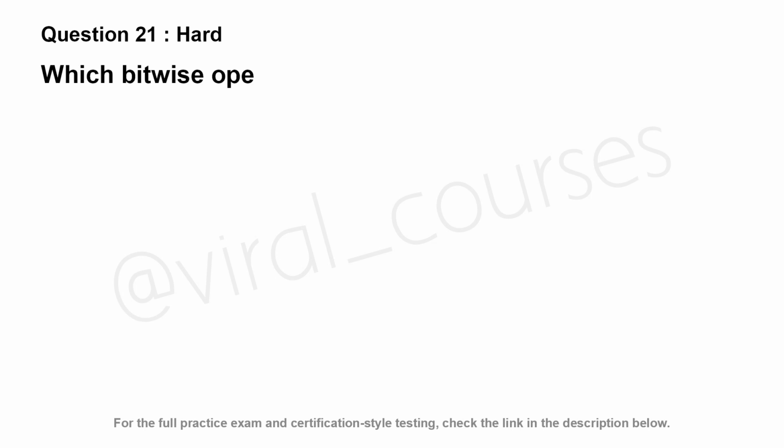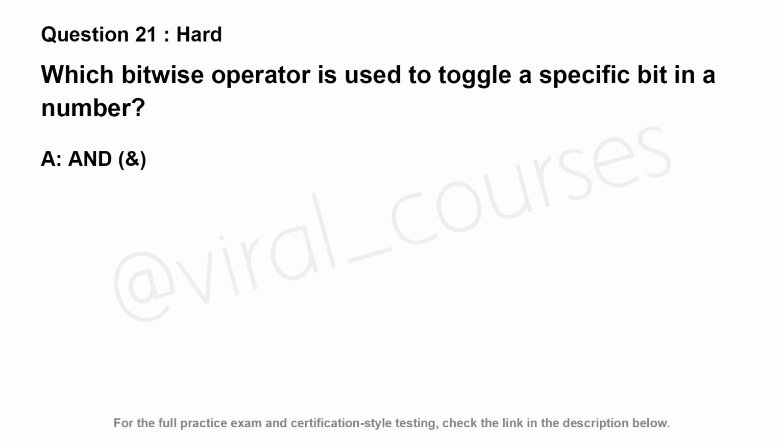Which bitwise operator is used to toggle a specific bit in a number? Option A, AND. Option B, OR. Option C, XOR, caret. Option D, NOT, tilde.